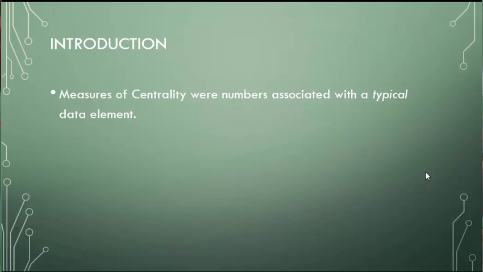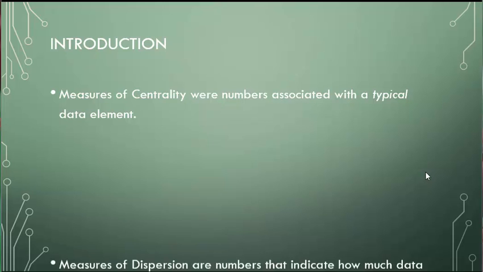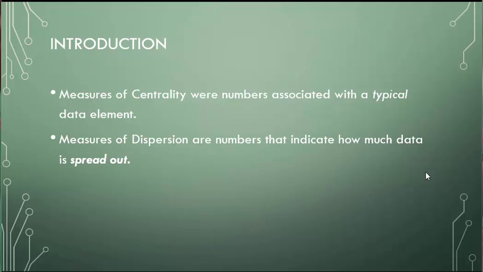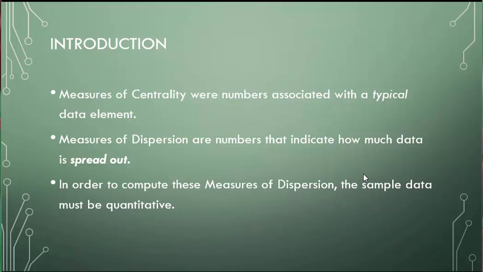Well, in the previous section, we talked about measures of centrality, and these were numbers associated with the typical data item, and as the name implies, near the center of the data. But now, that only tells part of the story. With measures of dispersion, we're concerned about numbers that describe how data is spread out. Is it all clustered together, or is it spread out all over the place?